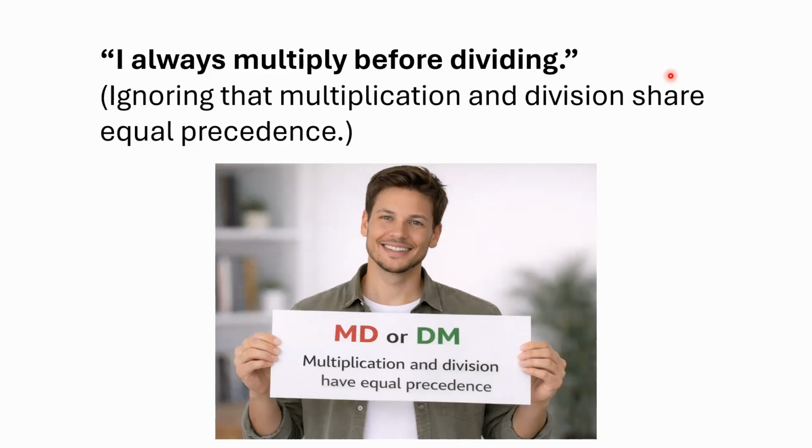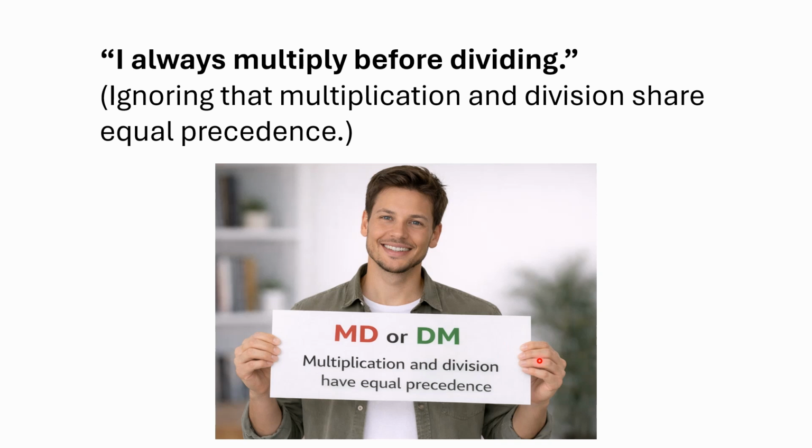All right, the next one here. I always multiply before dividing. Again, this goes back to the misunderstanding of PEMDAS. A lot of people memorize the order of 6 letters and they stop understanding anything beyond that. They're ignoring the fact that multiplication and division share equal precedence. It could be M and D or D and M.